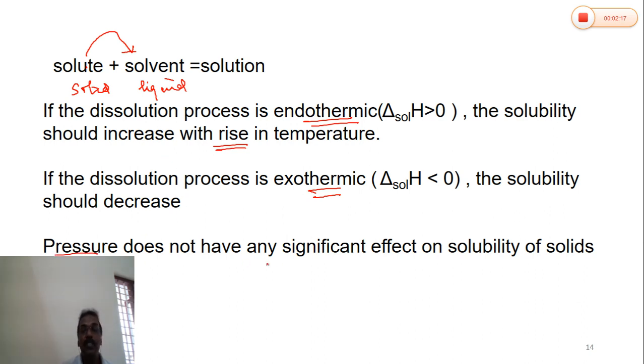Pressure does not affect the solubility of solids and liquids, because solids and liquids are not compressible. So pressure has no effect on the solubility of solids and liquids.